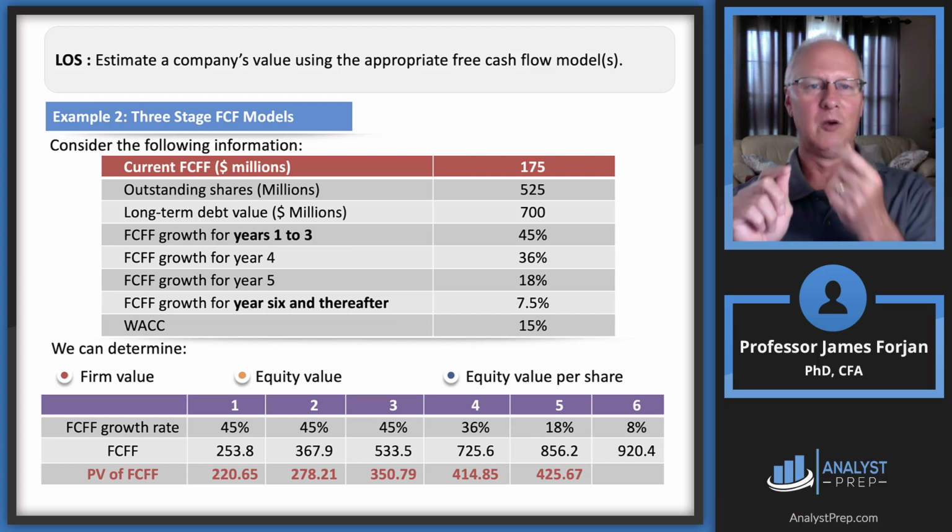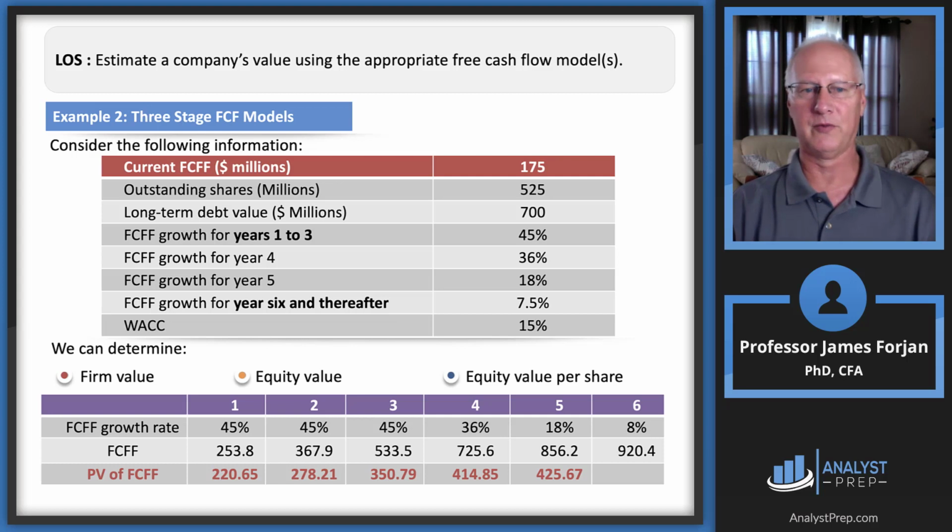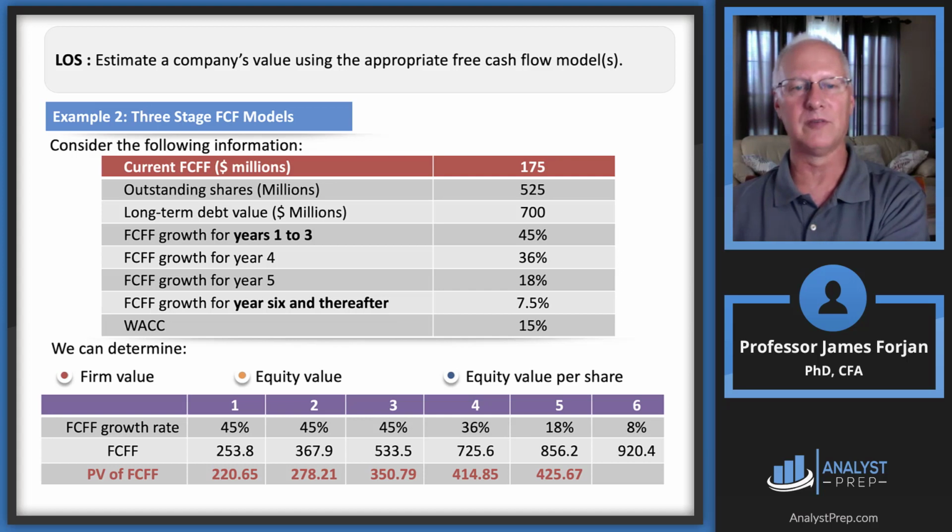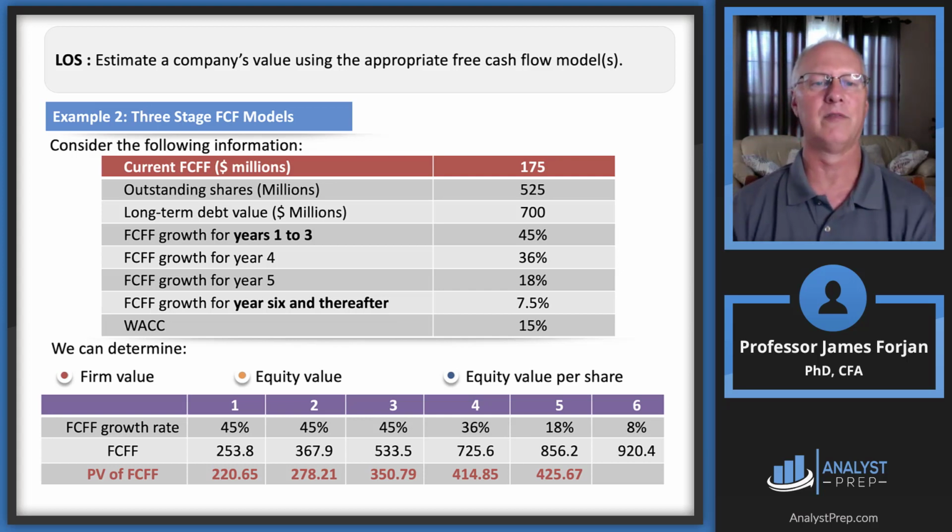We start with current free cash flow to the firm, 175. Then we have growth for years 1 through 3, 45%. Growth in year 4, 36%. Growth for year 5, 18%, and then 6 and after, 7.5%. So think of this as we have lots and lots of growth for 3 years, and then it declines because of competition and maybe some other minor variables, right?